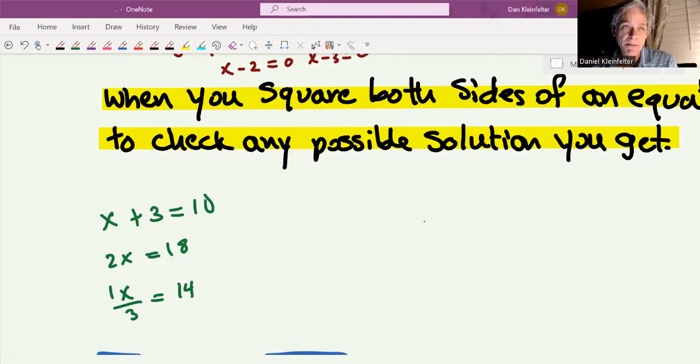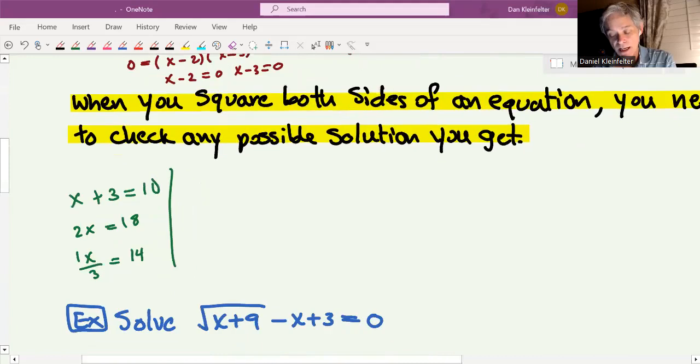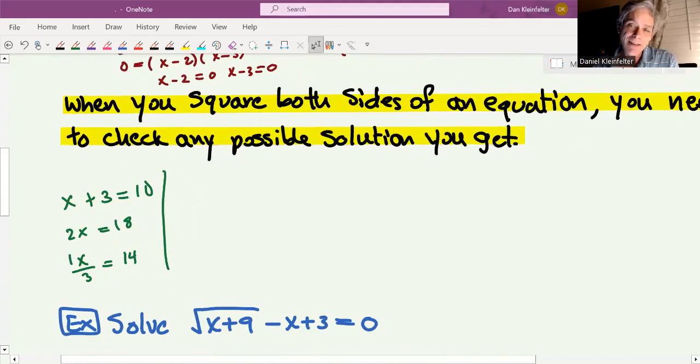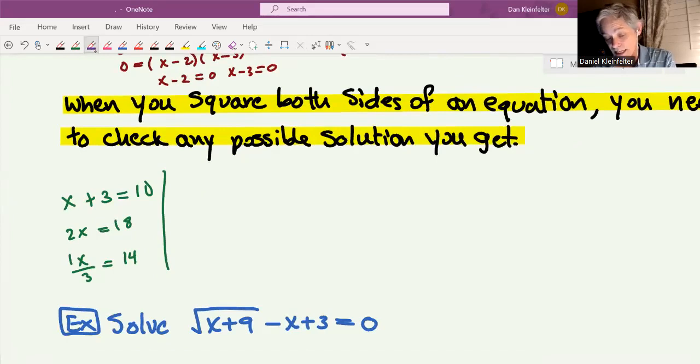By hurting anything, I mean making it so that we lose a solution or pick up some number that is not really a solution. So those are safe in that sense. This procedure of squaring both sides of an equation isn't safe in the same way. And so let's see an example where that can happen.